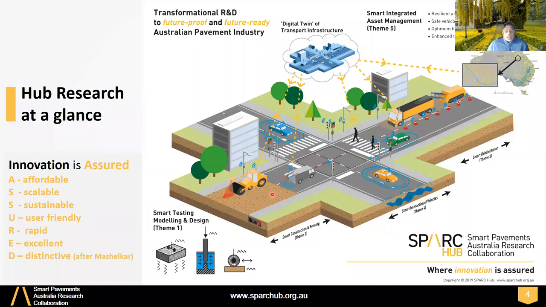Team 4 looks at the interaction of autonomous vehicles and safety associated with that. Team 3 is on rehabilitation, whether we can use recycled materials and more user-friendly or environmental-friendly techniques. Team 5 is trying to integrate all these other activities into one asset management regime, where even dynamic traffic modeling can be combined to assess the pavement damage. And overall, we are also trying to look at the digital twin concept for transport infrastructure.